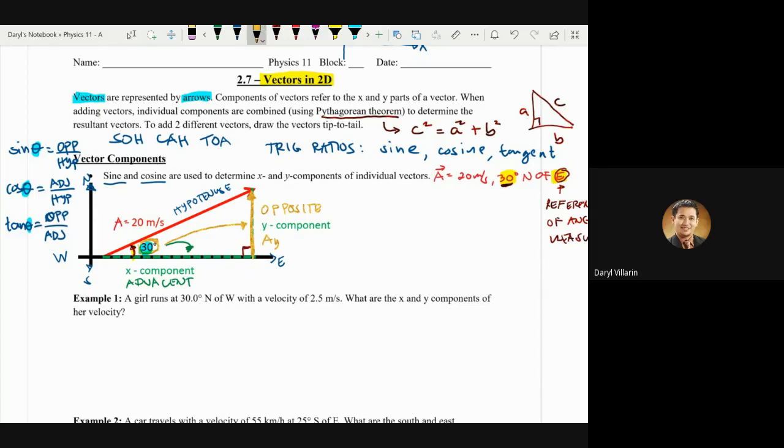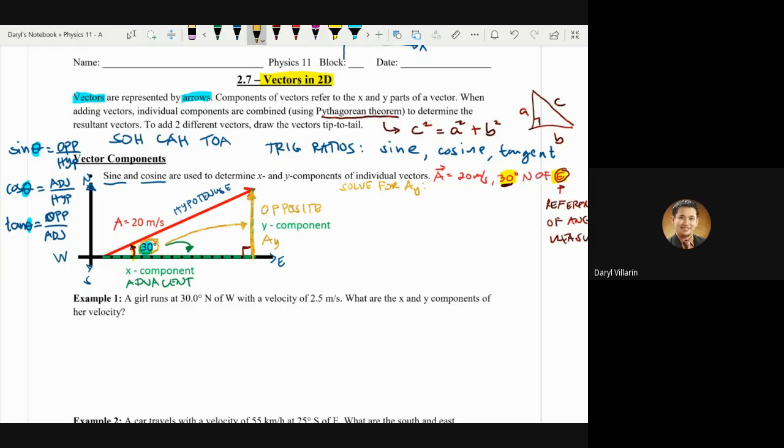20 meters per second is the magnitude or the length of this side here, the longest side or the hypotenuse. And then I'm given the angle 30 degrees. And then AY is the opposite side. So if I want to solve for AY, the y component, I'm just going to look at my triangle again. Well, I've been given the longest side, hypotenuse, the angle, and the unknown is the opposite side.